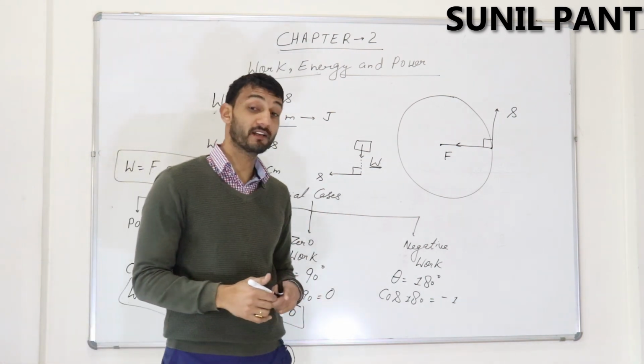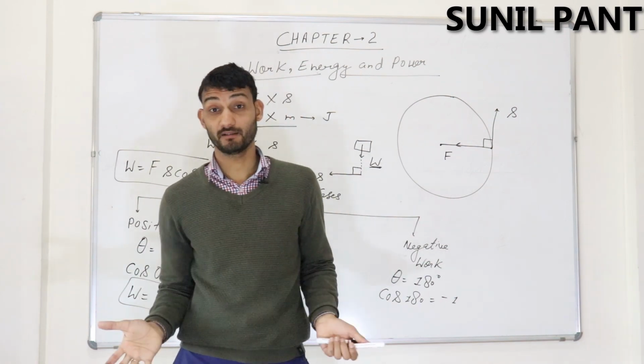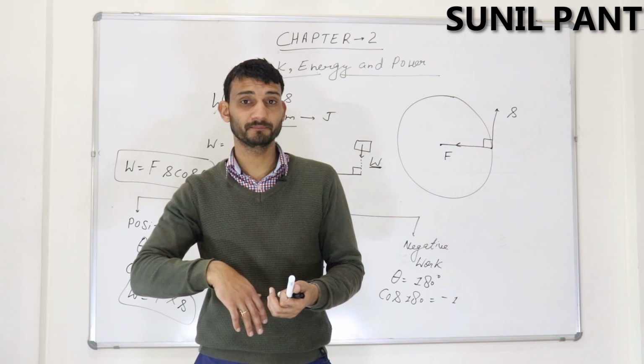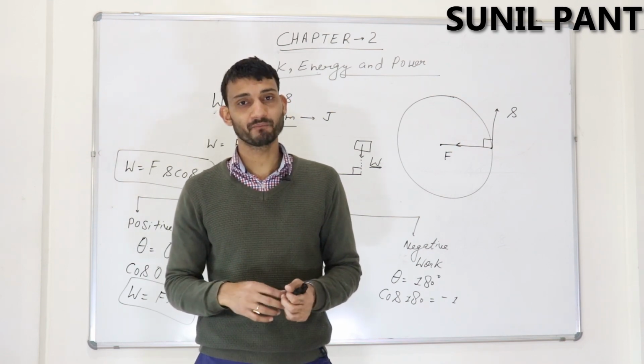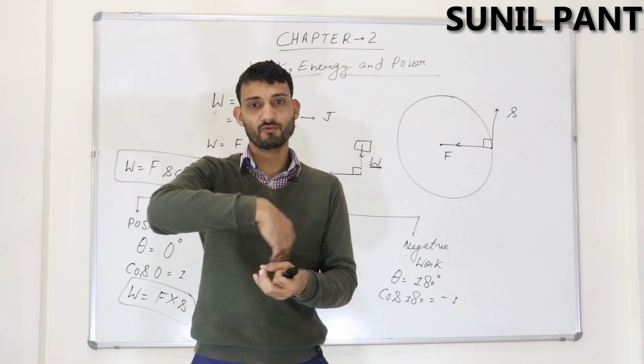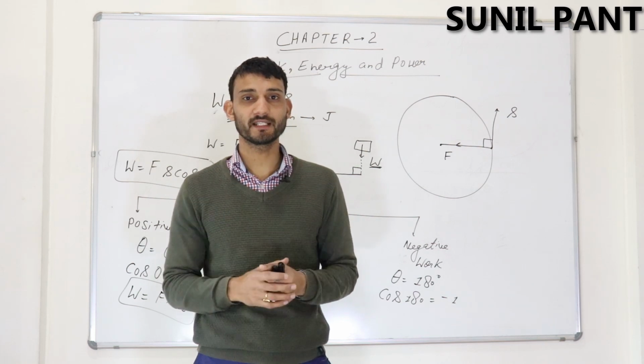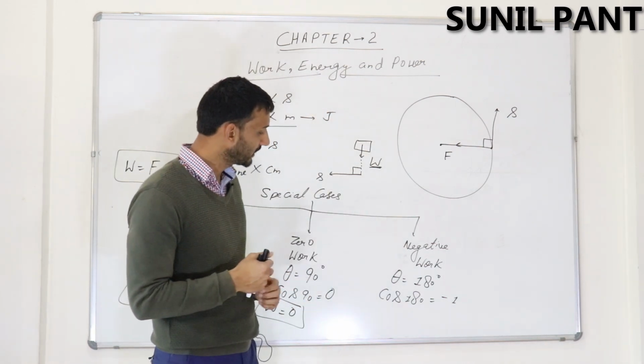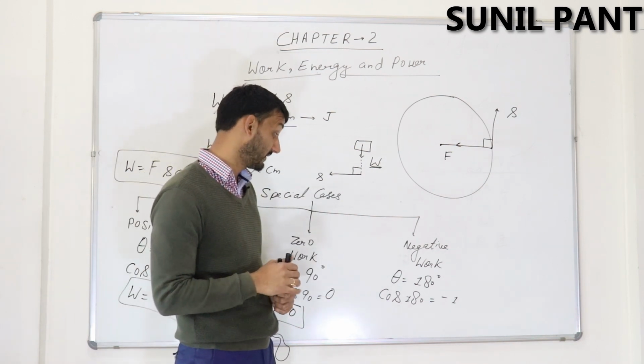So it means that whenever an object moves in a circular path, let it be the earth revolving around the sun, or let it be an electron moving around the nucleus, in that case the work done is 0. Now coming to negative work. So when will the negative work take place?